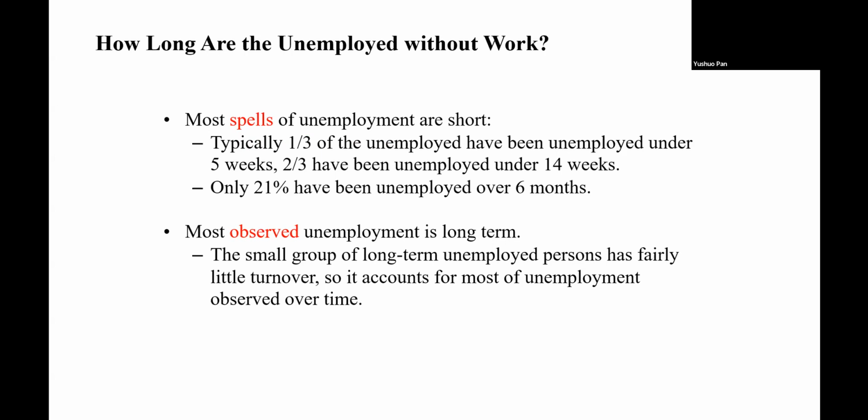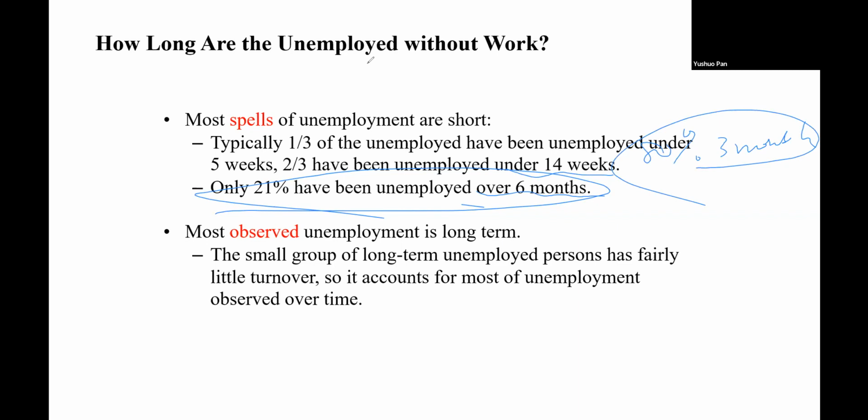Typically, 1/3 of the unemployed have been unemployed under 5 weeks. 2/3 have been unemployed under 15 weeks, but most of them are shorter. Only 21% have been unemployed over 6 months. So here we can see that only a smaller amount of unemployed people are longer than 6 months. But most of them, or 80% of them, are under 14 weeks, which means under 3 months, right? So most spells of unemployment are short.